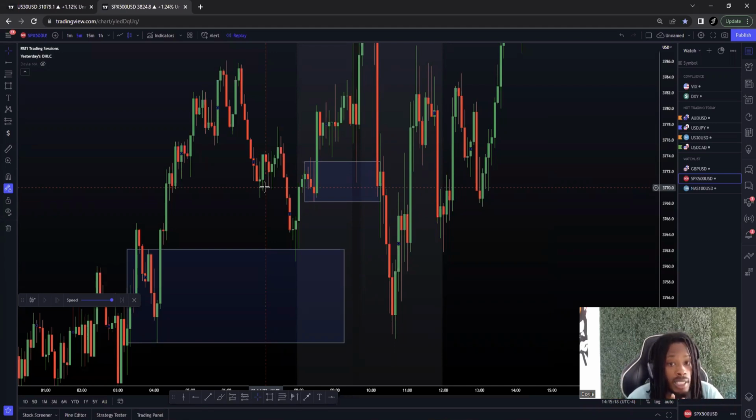So if you're big on big risk rewards, if that's a big deal for you, you're going to have to wait until the higher time frames line up. That's just what you're going to have to do. Straight up.